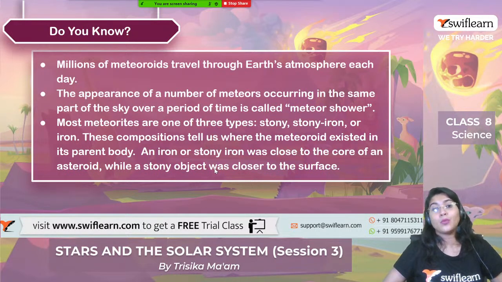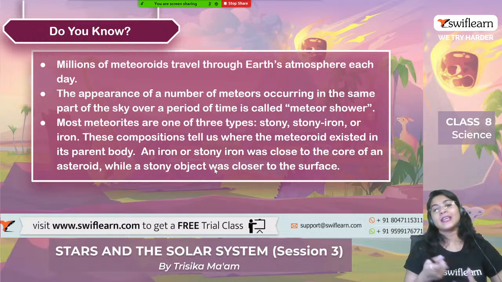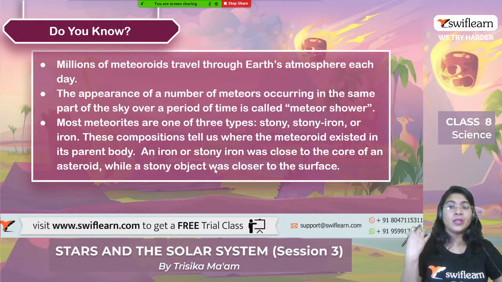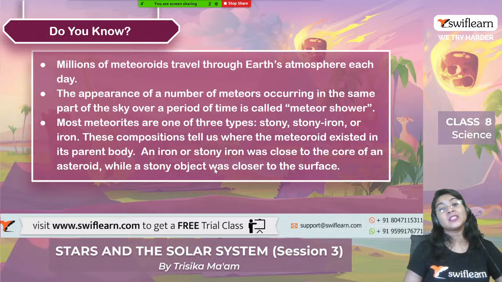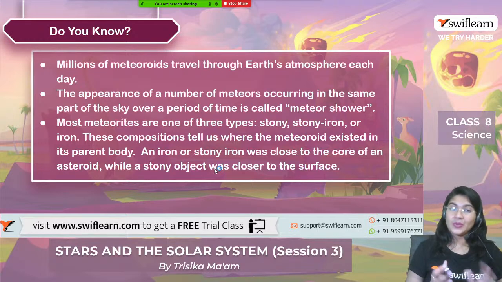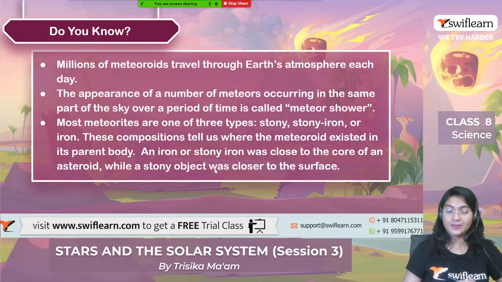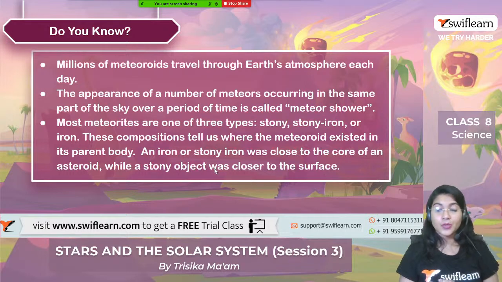So, most meteorites are one of three types. Either they are fully stony, secondly they can be stony and iron, and thirdly they are fully iron. Okay, no mixture. So this composition tells us where the meteoroid existed in its parent body. An iron or stony iron was close to the core of the asteroid, while the stony object is closer to its surface. Fine. So these are the funny facts you can remember.